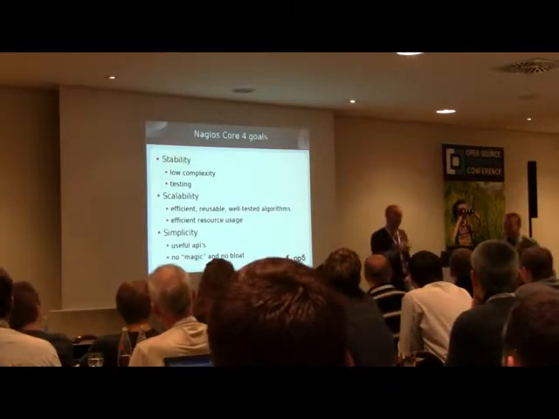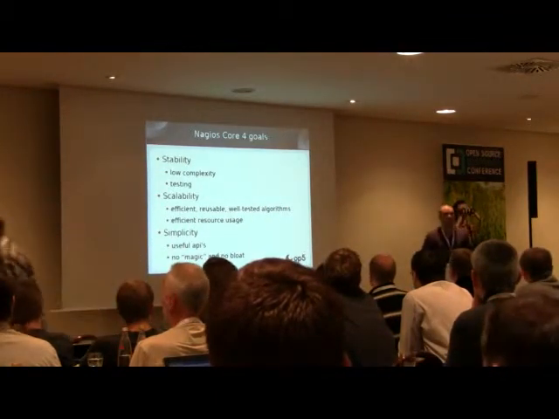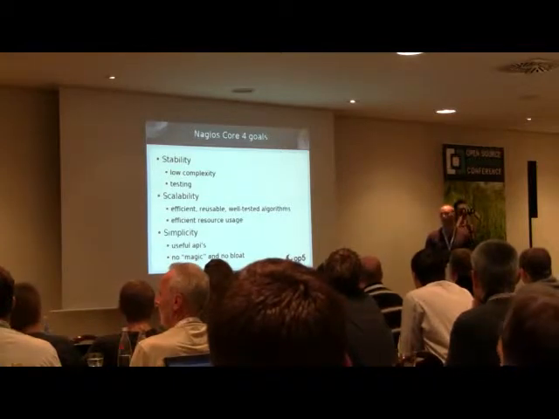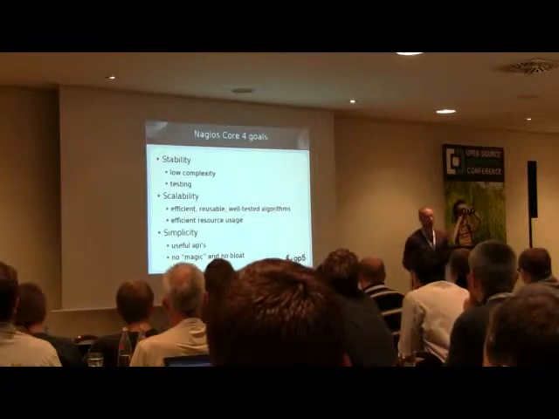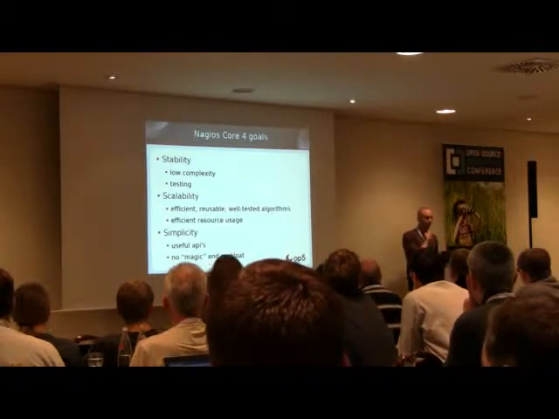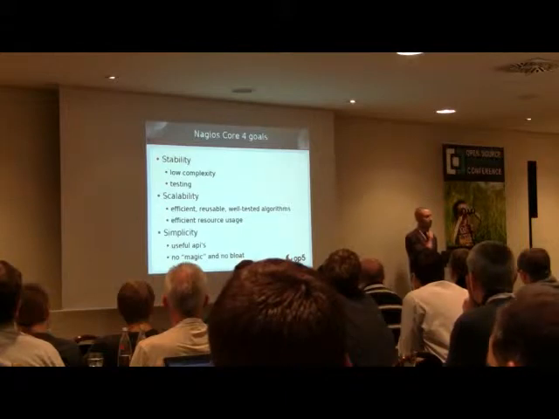So the goals here are that we want something that is stable, scalable, and simple. In order to achieve that, we need something that is low complexity in the stability layer. We need to have proper testing. For scalability, we need efficient, reusable, and well-tested algorithms that we can prove are the most efficient ones at what they do. We need to use the resources efficiently, of course. We have to have useful APIs, and we have to avoid magic at pretty much all costs.